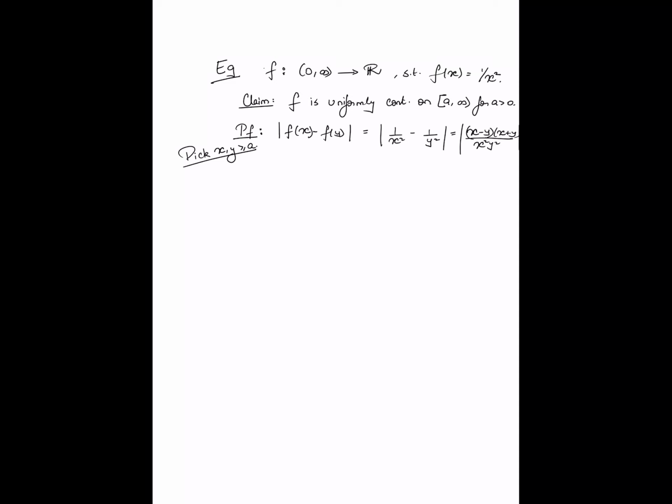All right, with one more round of simplification, I can write this as follows. This is x minus y upon x square y plus xy square. Okay, and now I observe that since x and y are greater than or equal to a, both the terms x square y and xy square are greater than or equal to a cube, and so the reciprocal of that is at most 2 divided by a cube.